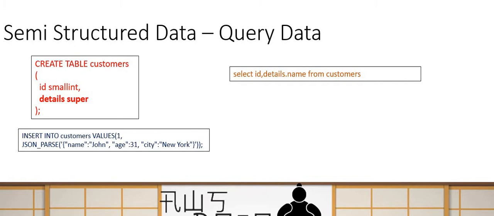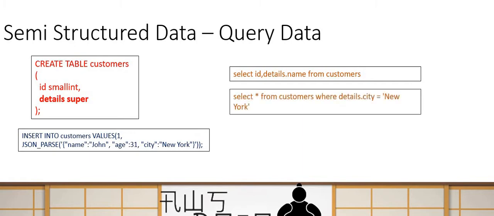Now, details.name is looking into the JSON document. You can do this not only in the select query, but you can also use it in a where clause. In this case, I'm saying select star from customers where details.city is New York. So you can look into the JSON document and put that into your where clause as well, not only in the select columns, but also in the where clause.